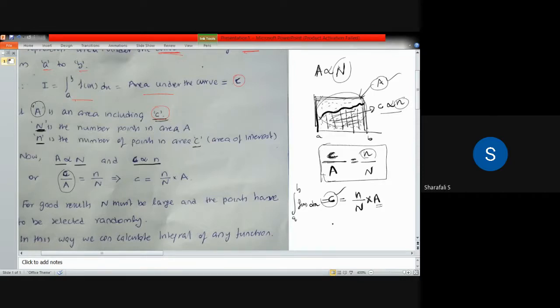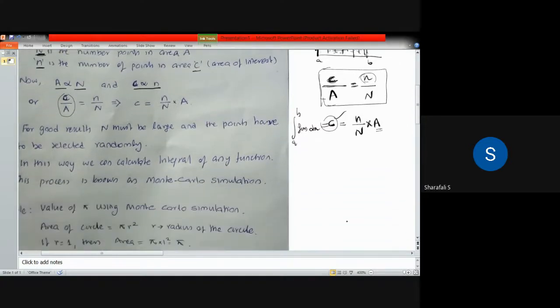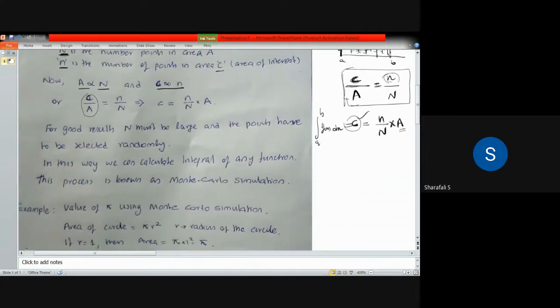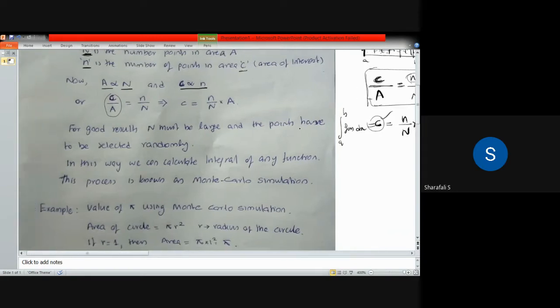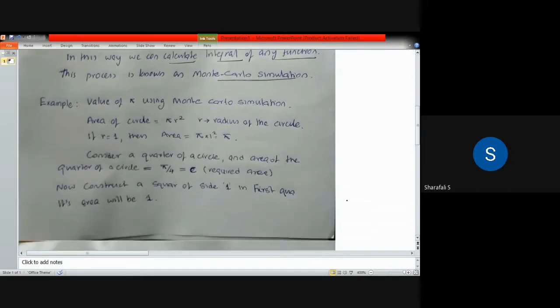So in this way, you can calculate the integral of any function from a to b, and this method is called the Monte Carlo method. So in this way, we can calculate the integral of any function, and this process is called Monte Carlo simulation. Now let's consider the very well-known example of this method, the value of pi using Monte Carlo simulation. For this, let us consider the area of a circle.